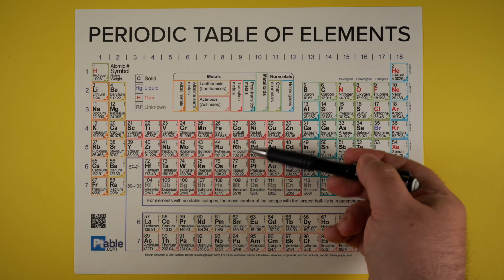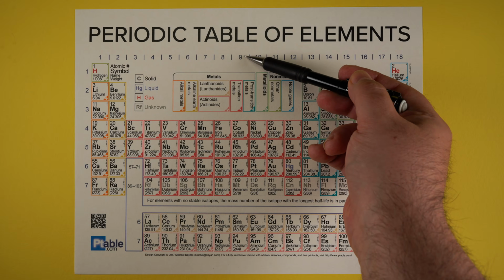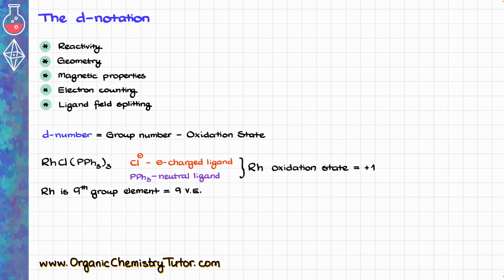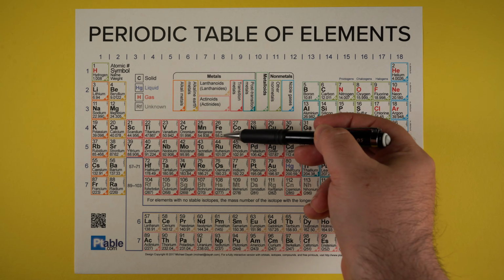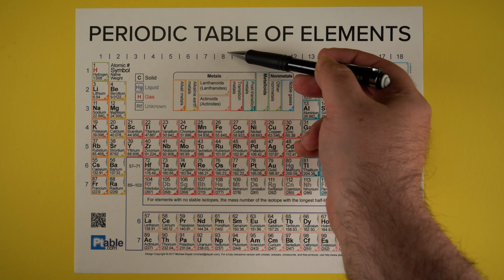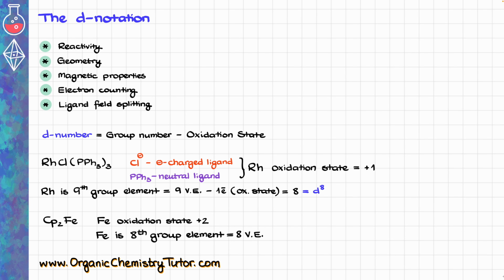Anyways. So rhodium is right here in the 9th group, which means that we have 9 valence electrons, subtracting 1, which is the oxidation state of rhodium here, which is +1, is going to give us 8, so the d number for this complex is d8. Here is another example. In this case, the oxidation state of iron is +2, and since iron is in the 8th group of the periodic table, we end up with 8 valence electrons. 8 minus 2 gives us 6, meaning that that is a d6 complex.